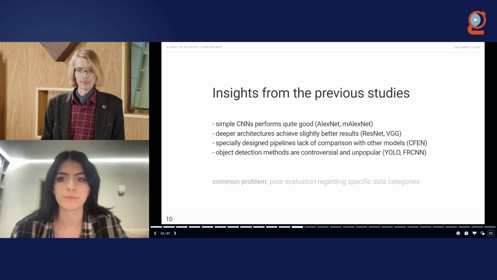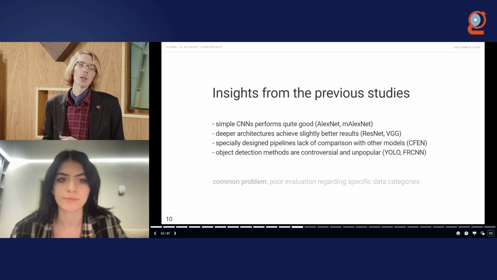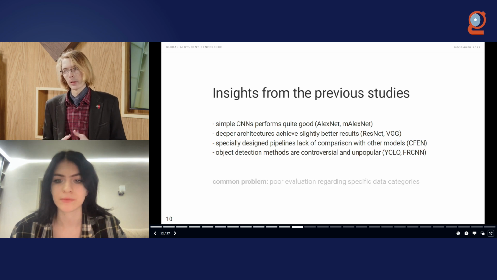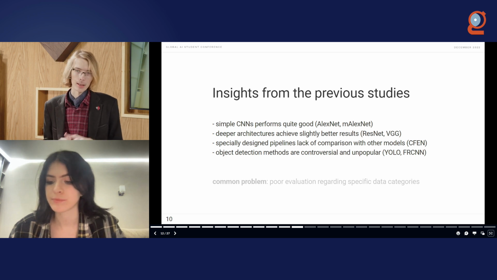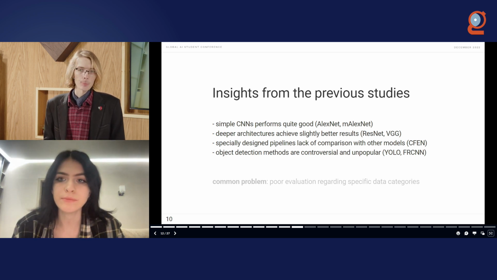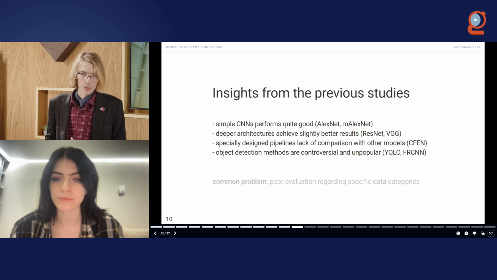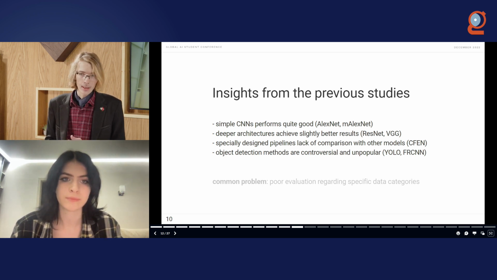Okay, let's talk about the main specific designs that were applied in the area of parking lot occupancy prediction. First of all, there were several attempts to implement really trivial architectures like AlexNet. They were successful, and the authors achieved quite good results despite the simplicity of the given approaches. Deeper architectures obviously performed better, but not significantly.